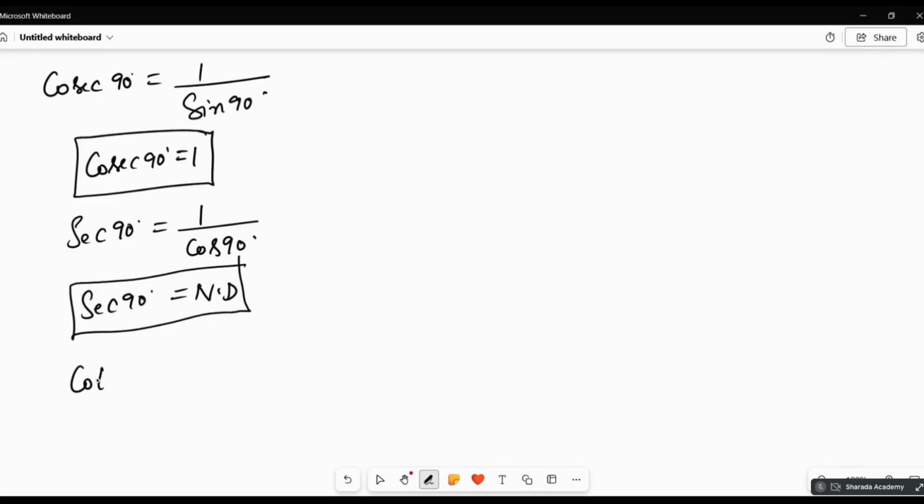Then comes the cot of 90 degree. What is cot? It is actually the reciprocal of tan, or you can also write it as cos by sine. Since tan is sine by cos, the reciprocal will be cos by sine. Okay. What is cos 90 degree equal to? 0. Sine 90 degree is 1. So cot 90 degree will be equal to 0.